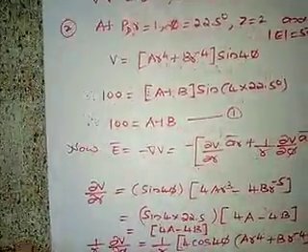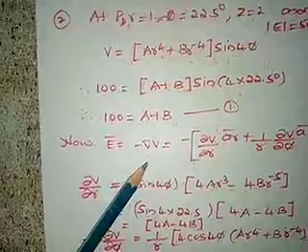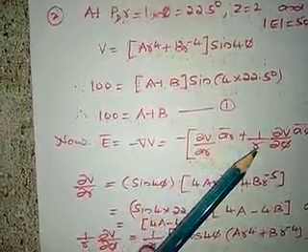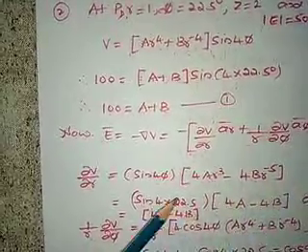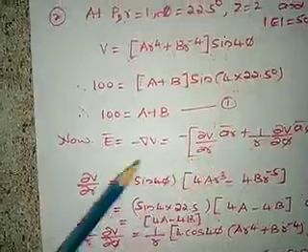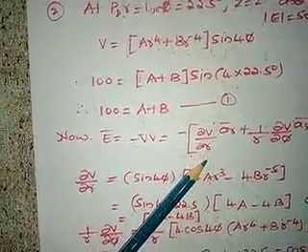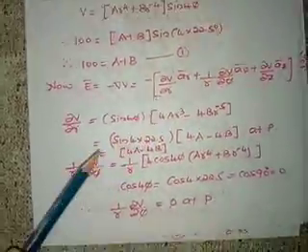Therefore E is equal to minus del V. We know this equation, E is equal to minus del V. So that is minus of dou V by dou R AR bar plus 1 by R dou V by dou phi A phi bar plus dou V by dou Z AZ bar. This is the equation for del V in the cylindrical coordinate system. It is not del square V, it is del V.